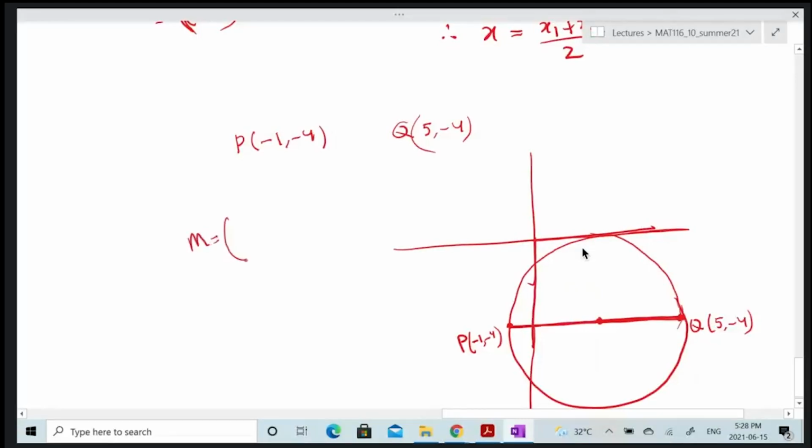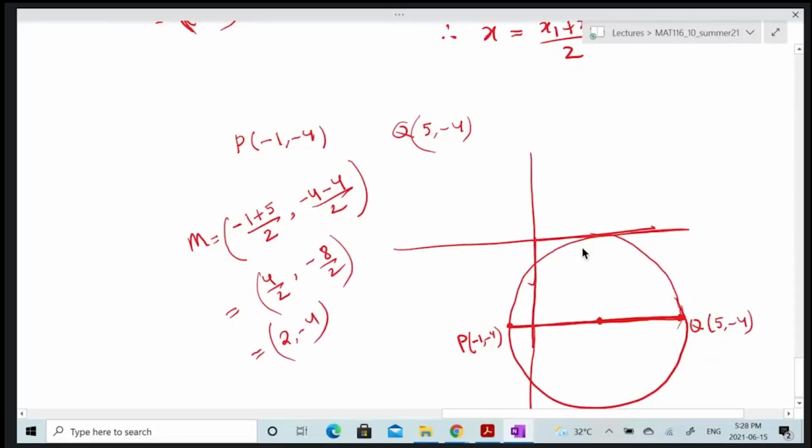(2, minus 4). Yes, (2, minus 4). Because this is going to be (minus 1 plus 5) divided by 2, comma, (minus 4 minus 4) divided by 2. So 4 by 2 comma minus 8 by 2. This is going to be (2, minus 4). So this is the center, and that's it. That's the application where we can use the midpoint formula.